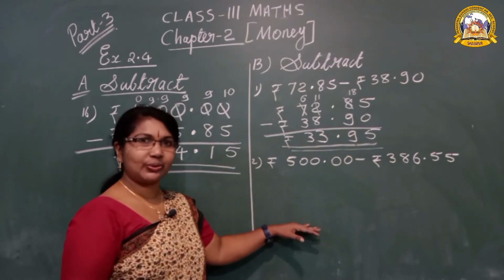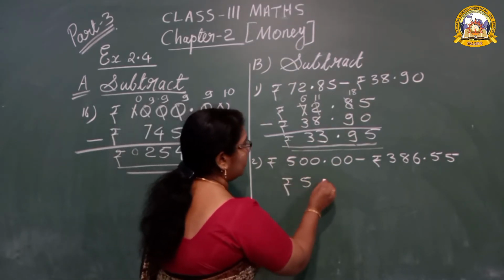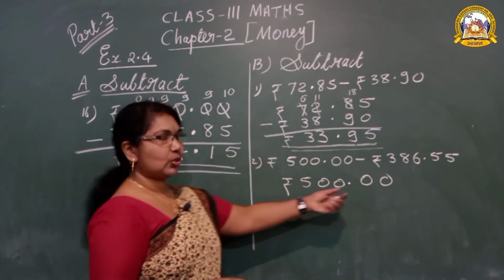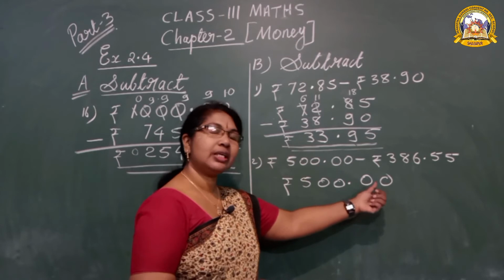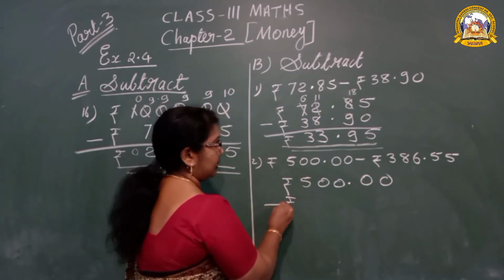The remaining questions I think you can do as homework now. Yes. Rupees 500.00. If there is no paisa, what do you have to write? You have to put 0. How many zeros? 2 zeros. Rupees, minus sign.